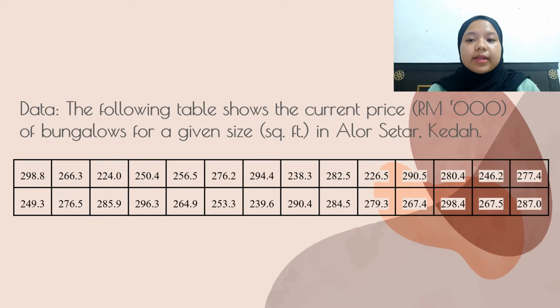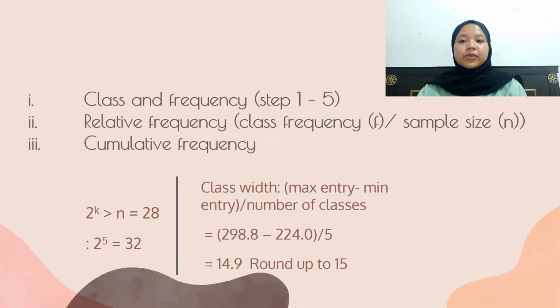Before that, I will show you the data that we used to construct the tables. The data that we got was the current price, in 1,000 ringgit Malaysia, of bungalows for a given size in square feet in Alor Kedah. We have about 28 data points that we need to arrange.